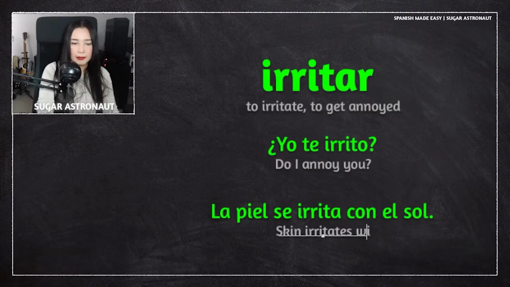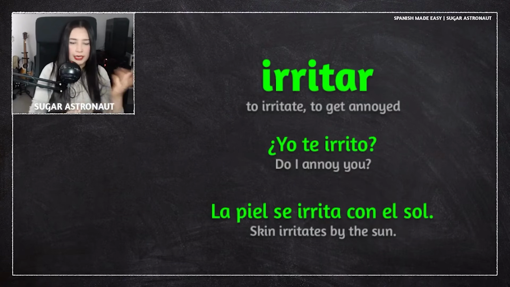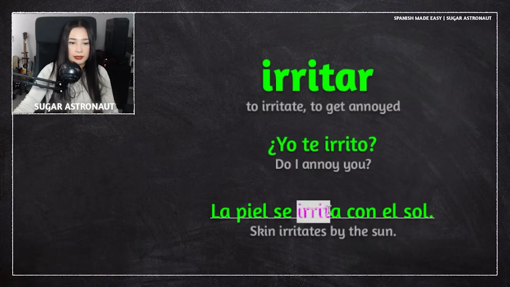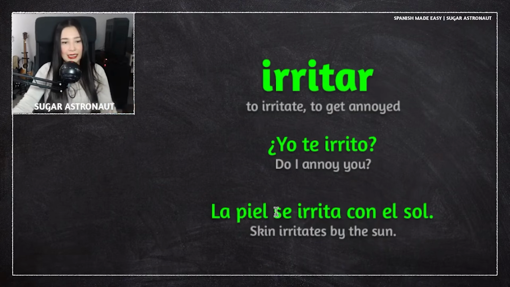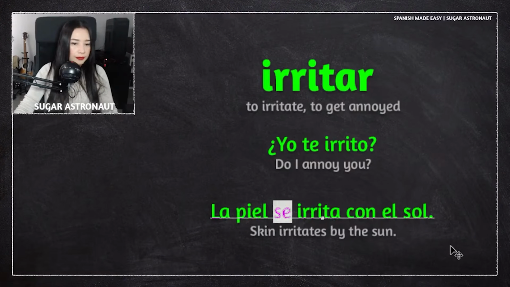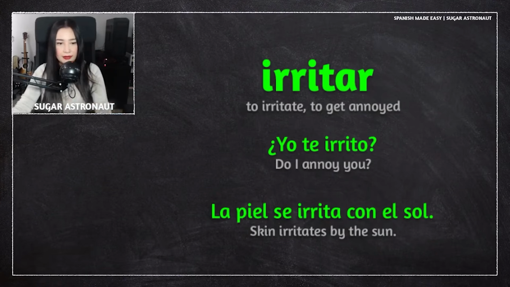Skin irritates by the sun, right? So it's similar to saying the sun is irritating the skin in this situation. So this is a verb. We're using a verb here. Irritar, irrita, se irrita. La piel se irrita. It's also necessary in this situation to have the word se. La piel se irrita. Okay?